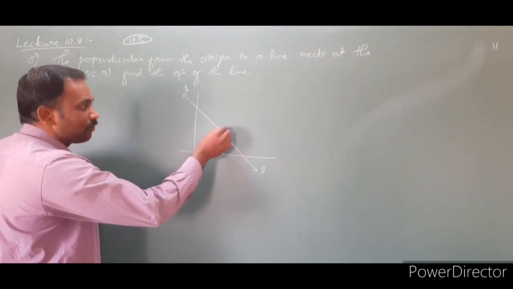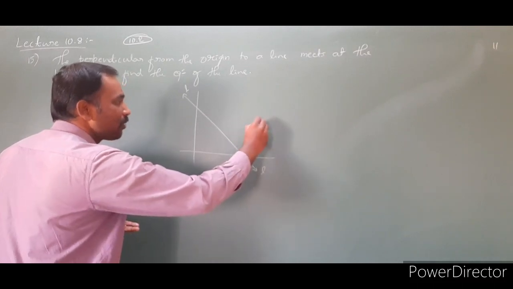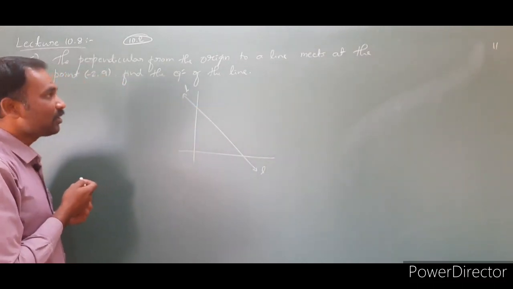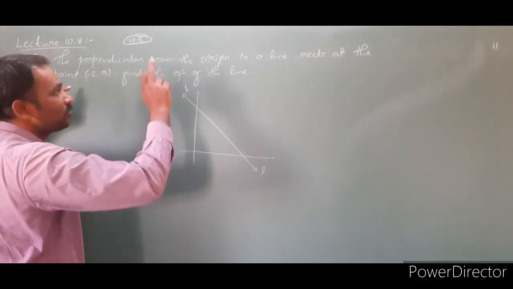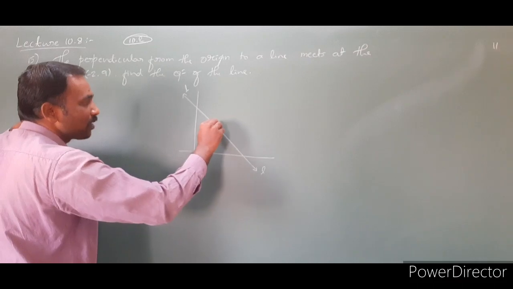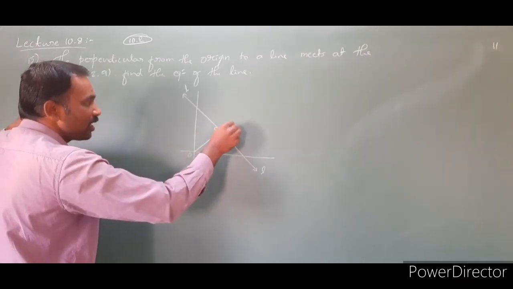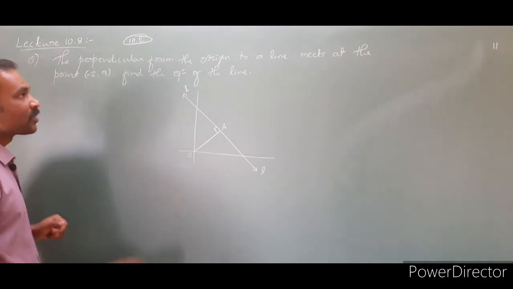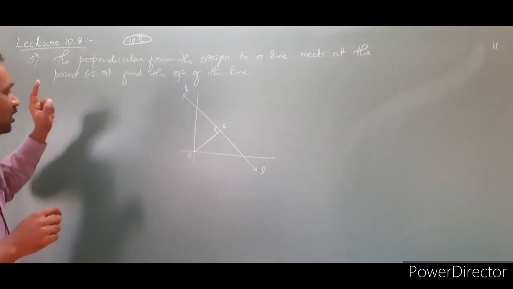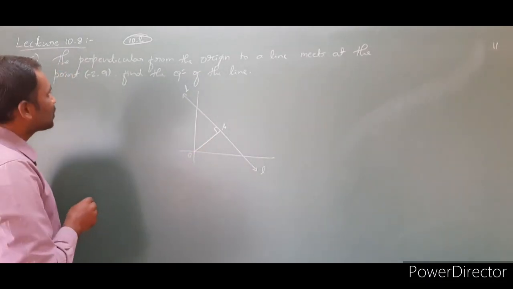This is the perpendicular from the origin to the line. I just name this OA. OA is perpendicular to L. The perpendicular from the origin to the line meets the line at the point (-2, 9).